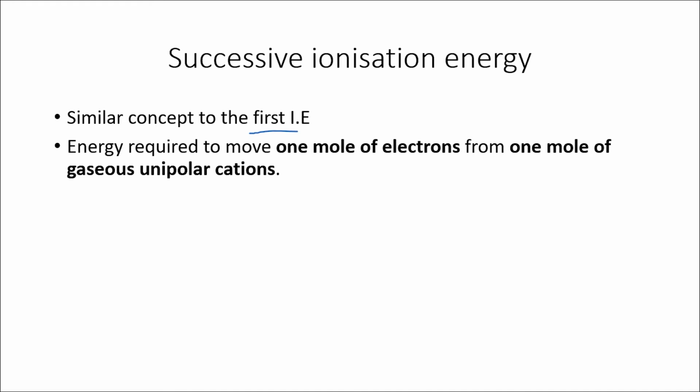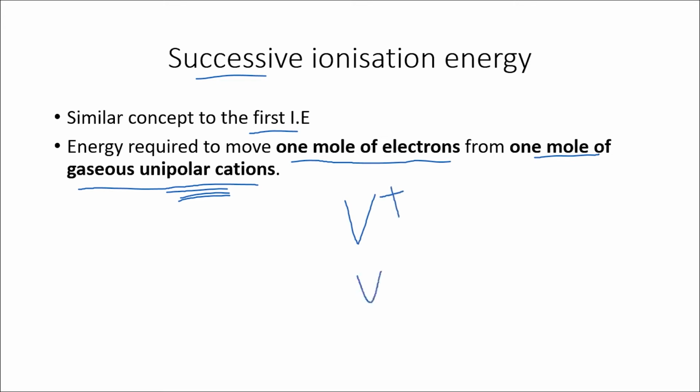No, it's the next electron, next electron, next electron, and then it goes on and on. So energy until the last 2 electrons. The definition of successive ionization energy is the energy required to move 1 mole of electrons from 1 mole of gaseous unipositive cations. So when you have a cation, you would go into 2+, 3+, and then you would see the successive ionization energy.